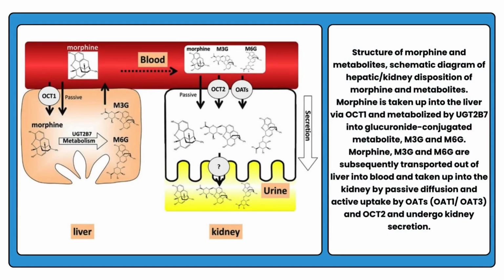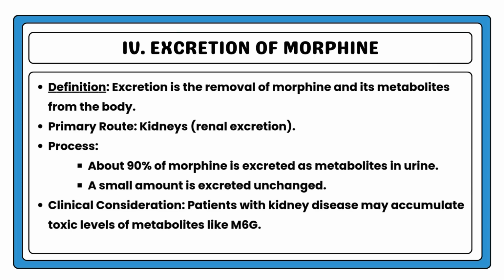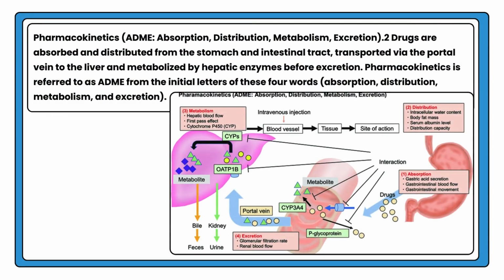Okay, structure of morphine. And then number four is excretion of morphine. Excretion is the removal of morphine and its metabolites from the body. Primary route is renal excretion, the kidney. About 90% of morphine is excreted as metabolites in urine. A small amount is excreted unchanged. Clinical consideration: patients with kidney disease may accumulate toxic levels of metabolites like M6G.